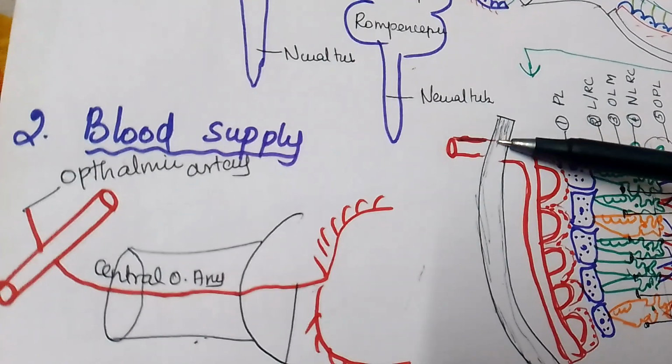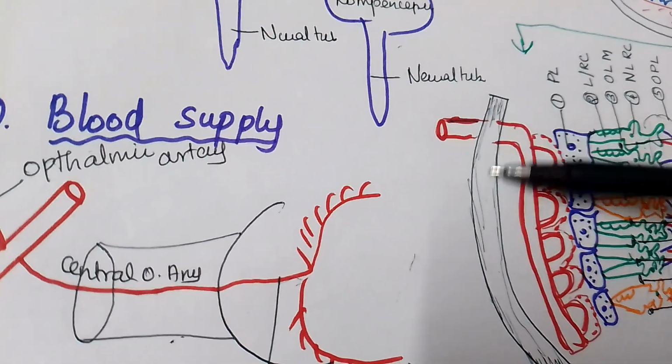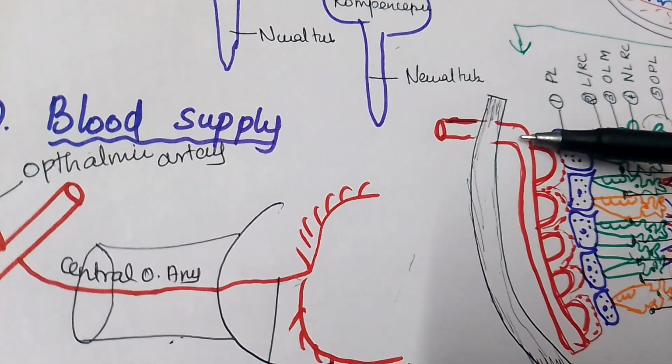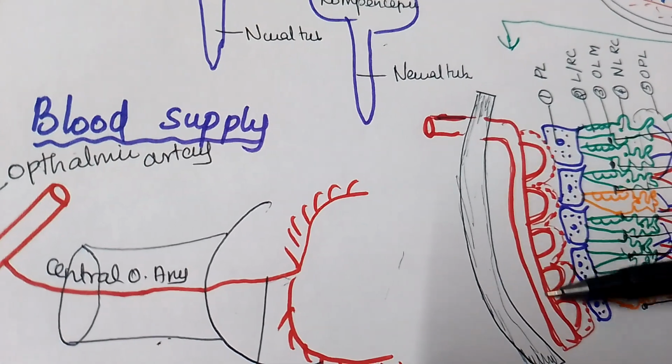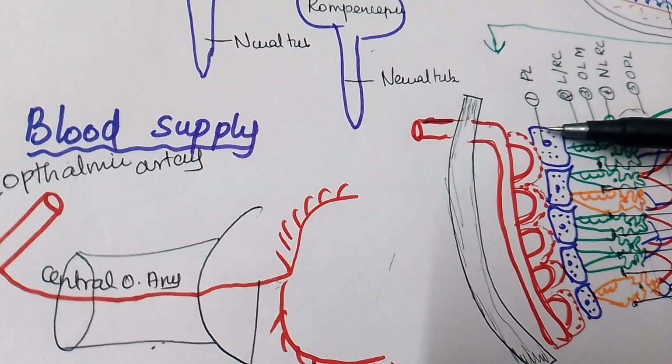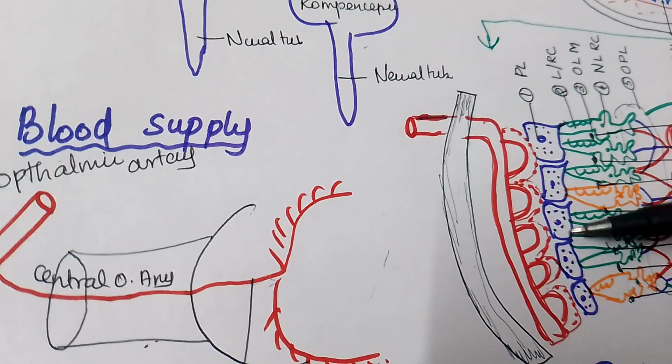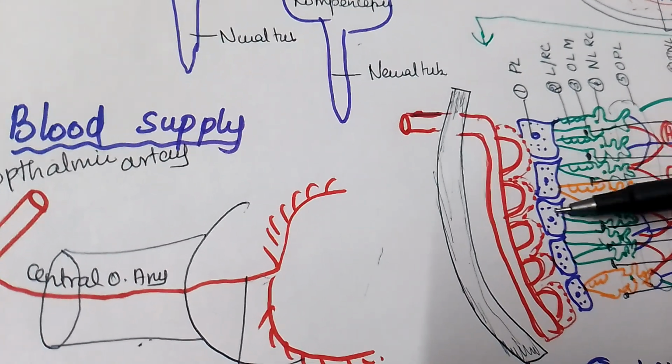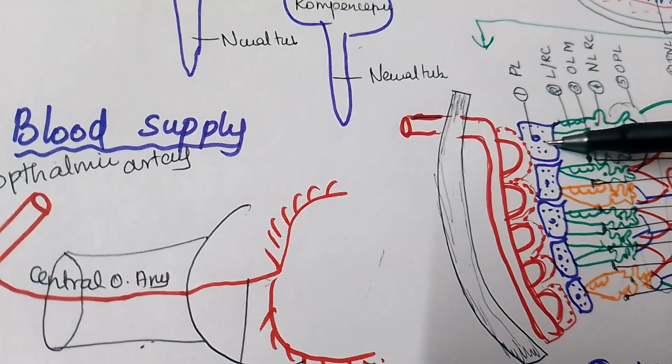This is the sclera. As I told you, this is a posterior ciliary artery. These are all the capillaries. These are the pigmented cells. They are tightly arranged. Melanosomes are present.